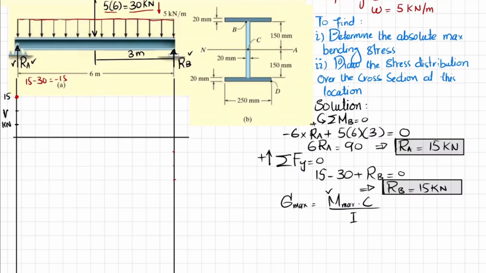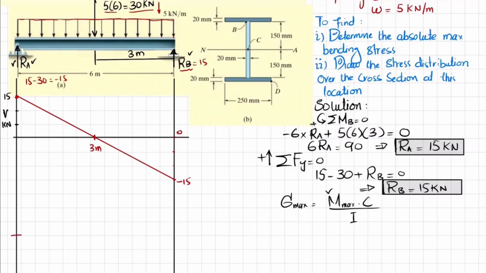So you have to join these 2 points by using a straight line. Definitely you will get shear. Now at the end you can see RB, which is plus 15 kilonewton. So this is minus 15, and this plus 15 will bring it to 0 again. So at this location, which will be 3 meter, your shear force will be 0.